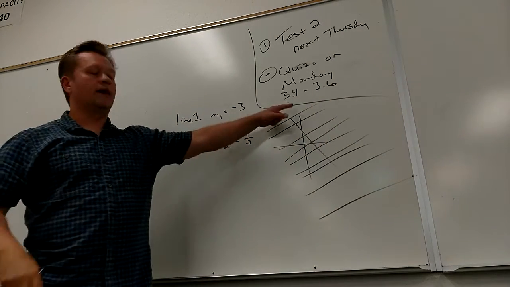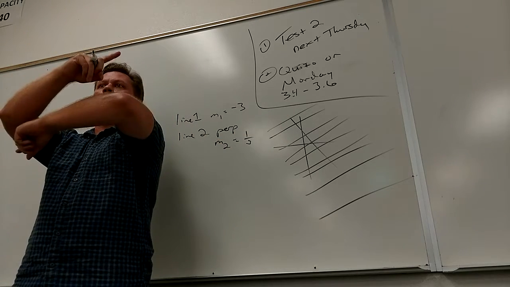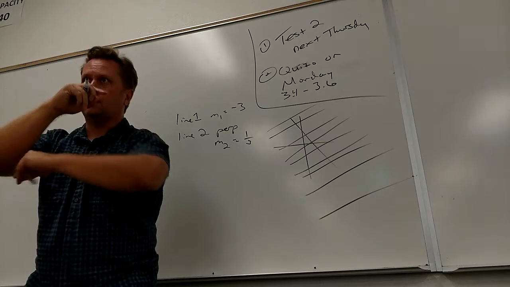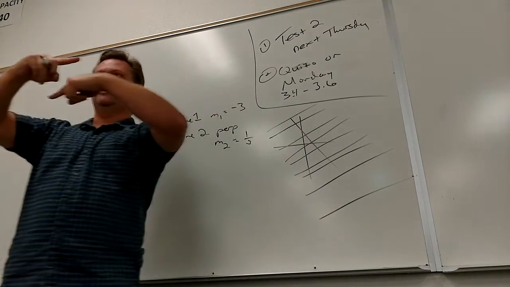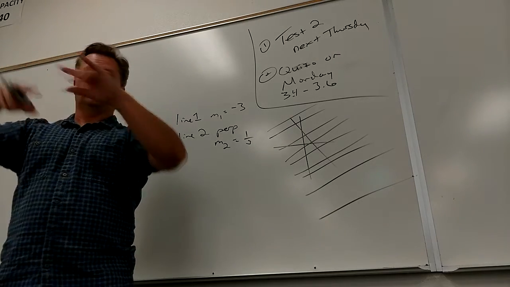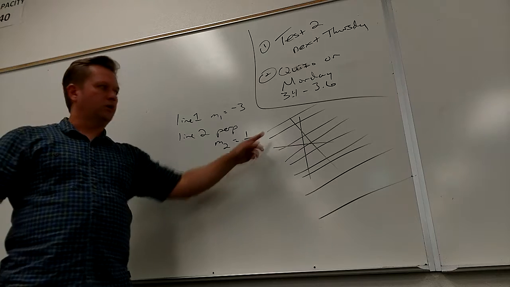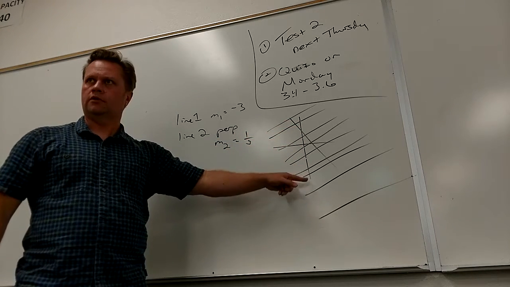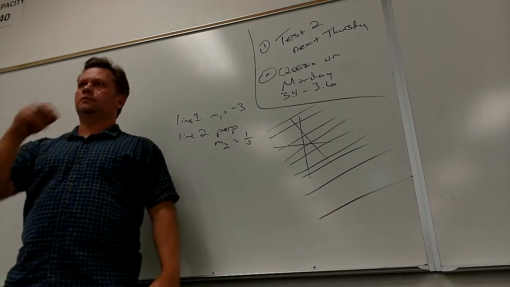What's true about all these lines is they all have the same slope. Right? If two lines are perpendicular to another line, they have to be parallel. Think about it. If these two lines are perpendicular to this line, they have to be parallel. So all these lines have slope 1/3, but they all have different y-intercepts. That's why I need the slope and a point.